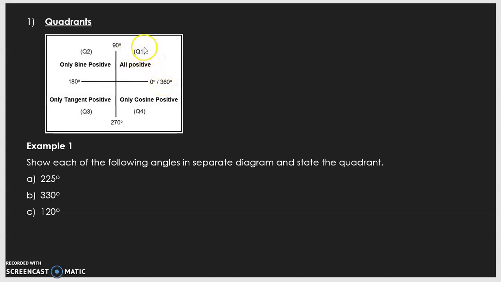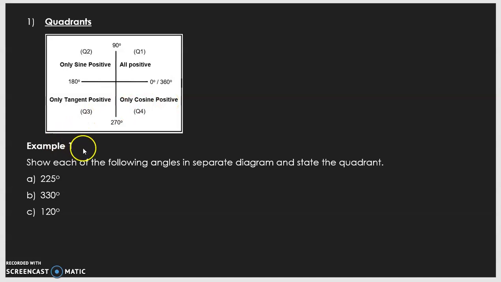In quadrant number 1, all trigonometric ratios are positive. It means that sine, tangent, and cosine are positive in quadrant number 1. Whereas in quadrant number 2, only sine is positive. In quadrant number 3, only tangent is positive. And finally, in quadrant number 4, only cosine is positive.